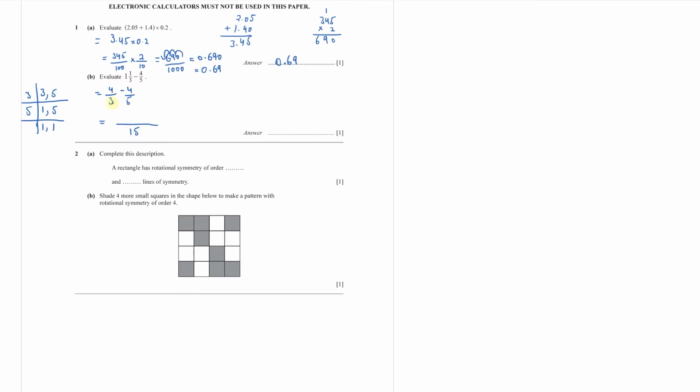Since you multiplied the denominator 3 with 5 to get 15, you will multiply the numerator 4 by 5 as well. So you get 4 times 5 is 20, and then you subtract, so you multiplied the denominator 5 with 3 to get 15, so you'll multiply the numerator with 3 as well. So 4 times 3 is 12. You subtract, you'll get 8 over 15. So this will be your final answer, 8 over 15.